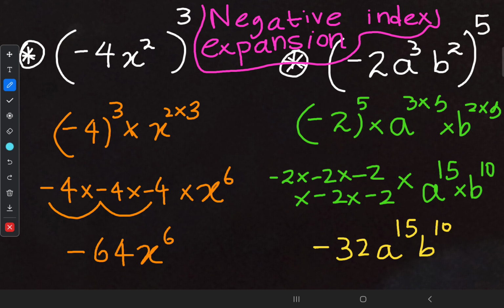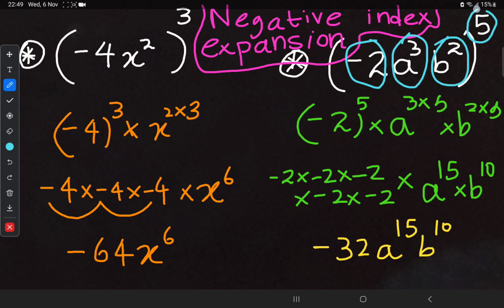We can split this into three participants: negative 2, a to the power of 3, b to the power of 2. These three participants combine together with a common index 5. That means this common index belongs to all the participants. There are three participants, so this 5 belongs to all these three. So negative 2 does not have any powers already, so we can directly write 5 as our power in this case.